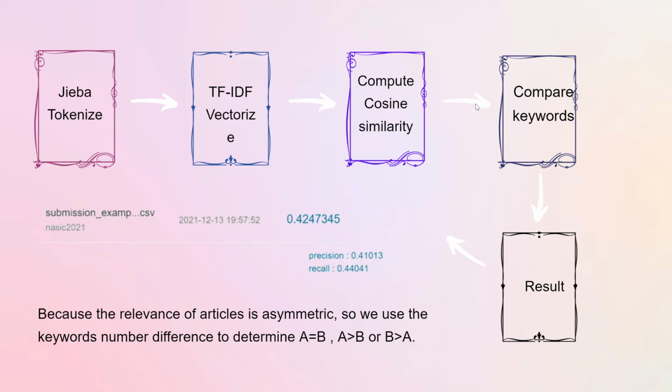And the last step is to compare keywords, because the relevance of the 2 articles is asymmetric. Therefore, we use the crop chemical and pest keyword lists to compare and determine whether the 2 articles are equal, greater or less. And the final result is 0.42.